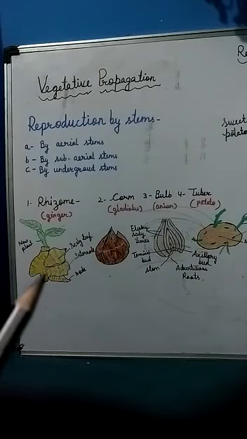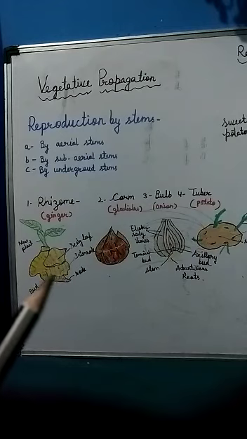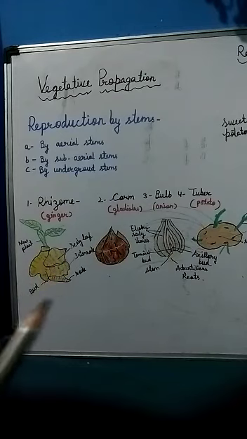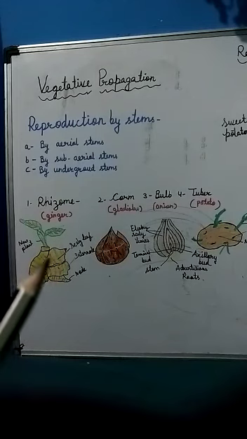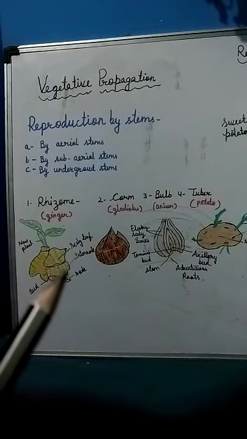Then the terminal bud develops and produces aerial branches, and it remains alive even in drought conditions. So ginger and turmeric are examples of rhizome.